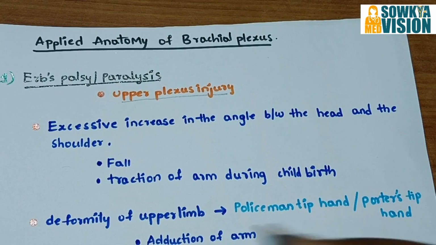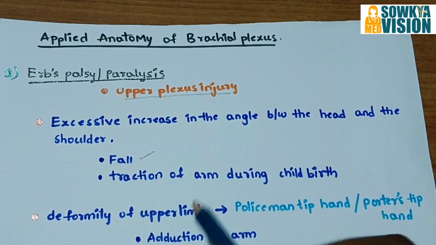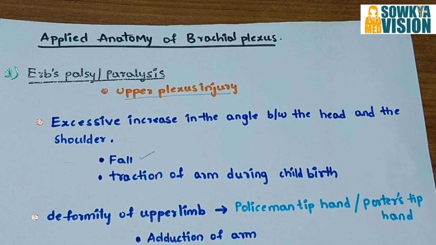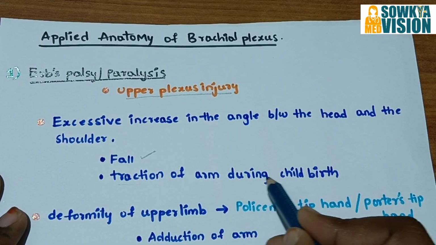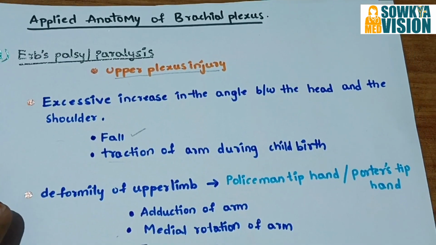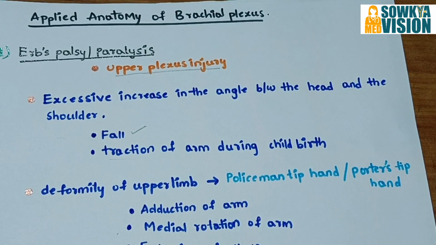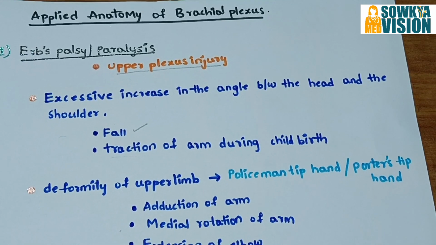When will it be increased? When we fall, and during traction, when a doctor is pulling an arm of a child during birth. Traction of the arm during childbirth may increase the angle between head and shoulder. Then Erb's palsy occurs.